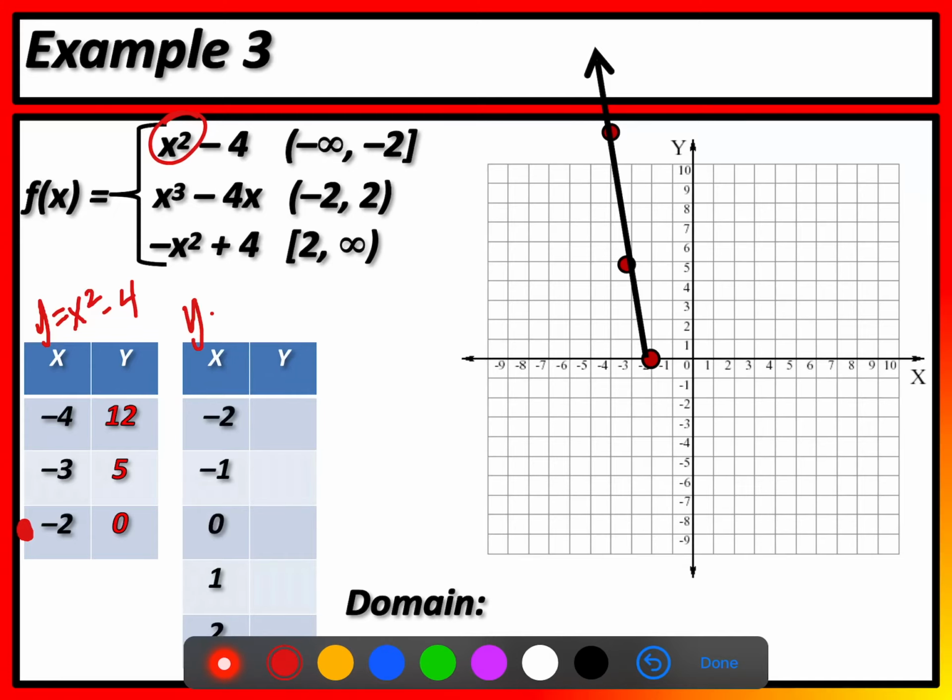Now my middle function, that cubic. This is what we were talking about before. I know this bottom one is covered a little bit. It's +2. When your interval goes between two numbers, you want to make sure that you include all of those values in the table. So -2, -1, 0, 1, and 2. These are each an open circle because the interval has parentheses.